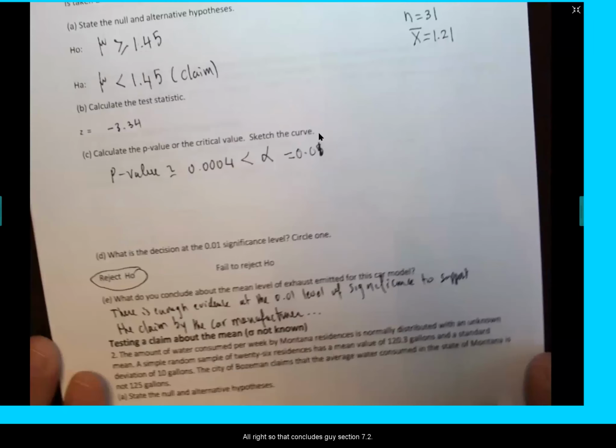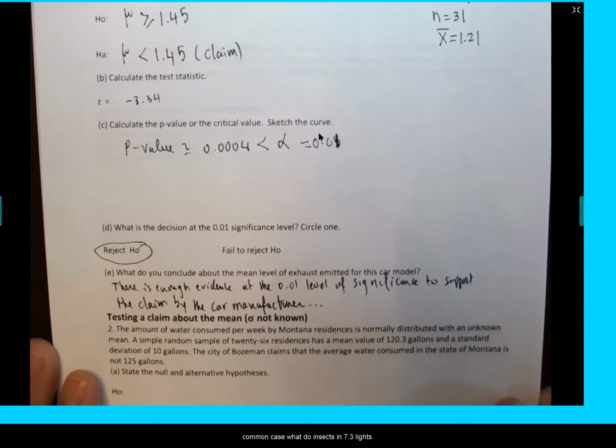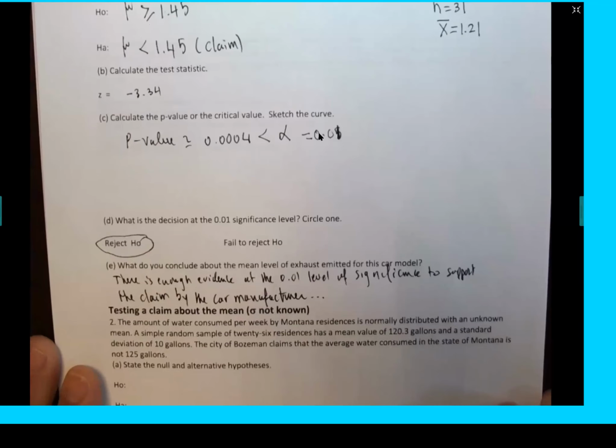All right. So that concludes, guys, section 7.2, using z-test when sigma is known. Now I'm going to show you things are not going to change much. You're going to be doing the same thing when sigma is not known, and this is really the important case, the very common case. We're doing section 7.3 right now.